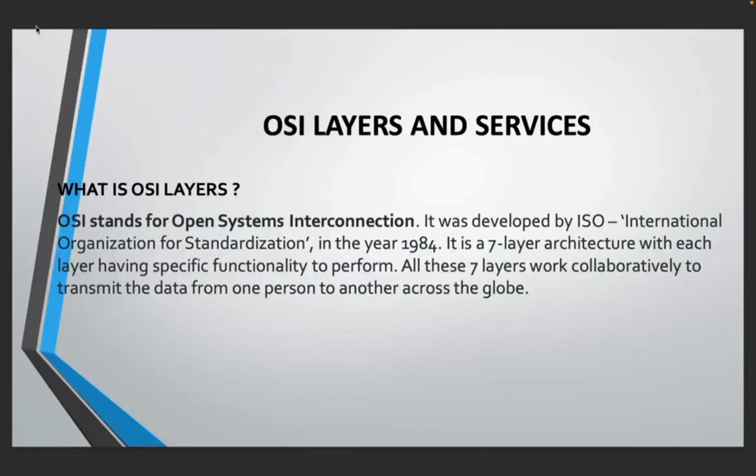The subject is network management, and the topic is OSI Layers and Services. What is OSI? OSI stands for Open Systems Interconnection. It was developed by ISO, the International Organization for Standardization, in the year 1984. It is a seven-layer architecture with each layer having specific functionality to perform. All these seven layers work collaboratively to transmit the data from one person to another across the globe.